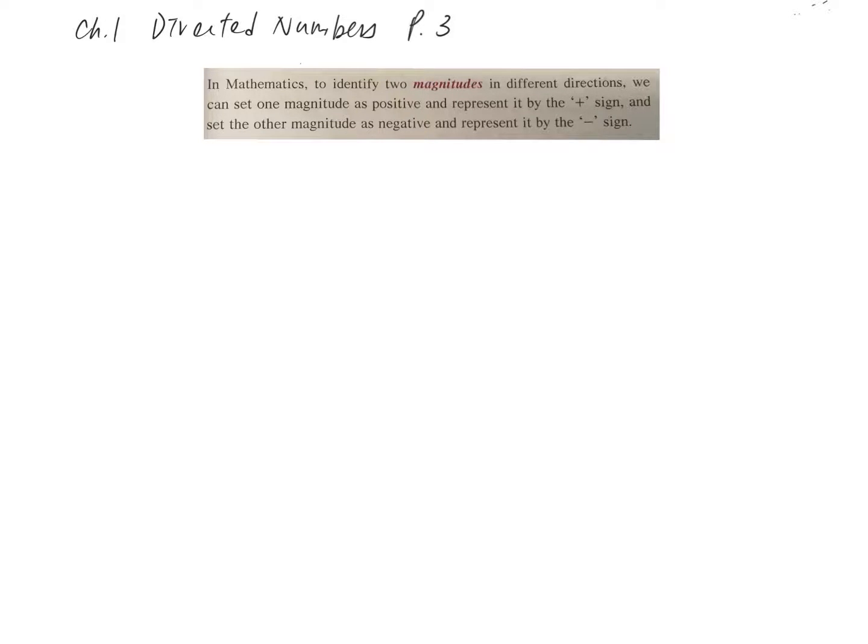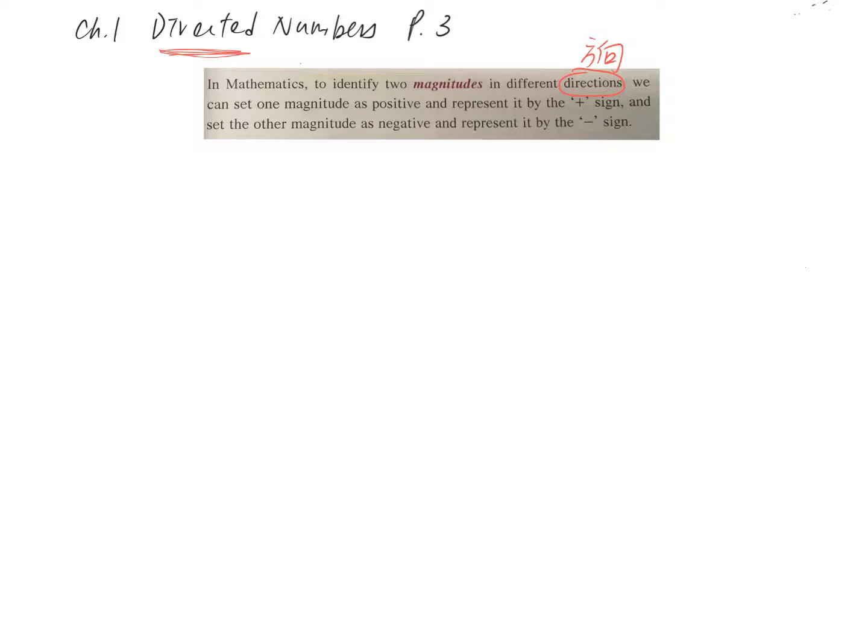Hi everybody, we are on a new chapter, chapter 1, the directed numbers. So to start with this chapter, I want to talk about the word directed. Directed meaning that we use symbols to represent different directions, 方向.